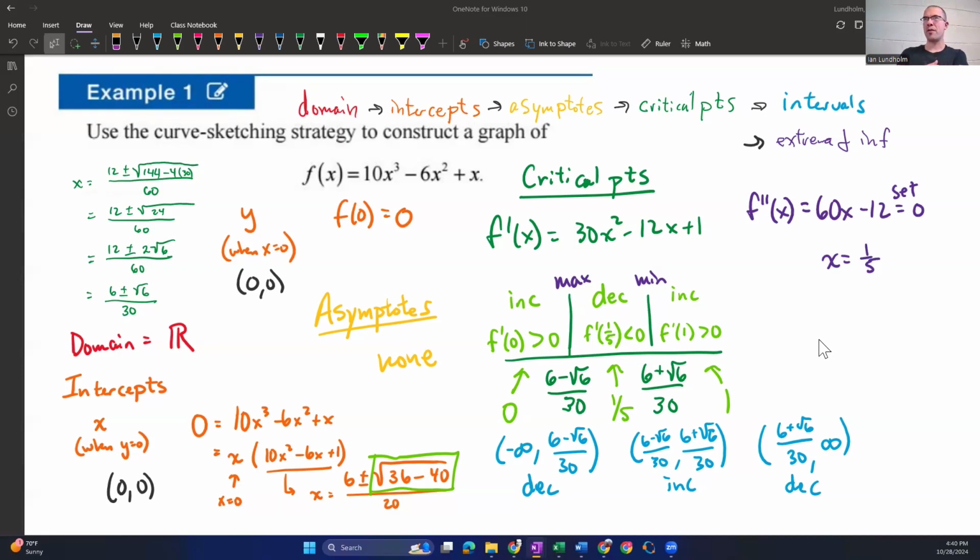If we went to the left of 1/5, I guess we would make this kind of a chart. If we went to the left of 1/5, we would be concave down because the second derivative, let's say at 0, would be negative. And then on the right-hand side, we'd be concave up because the second derivative, let's say evaluated at 1, would be bigger than 0. So here our test point was 0, here our test point was 1. But yeah, this is an inflection point.